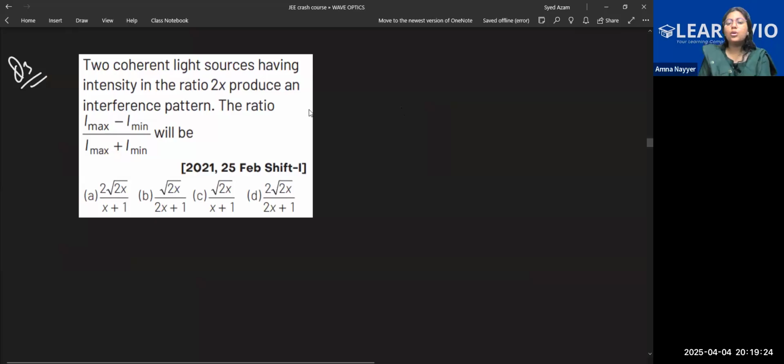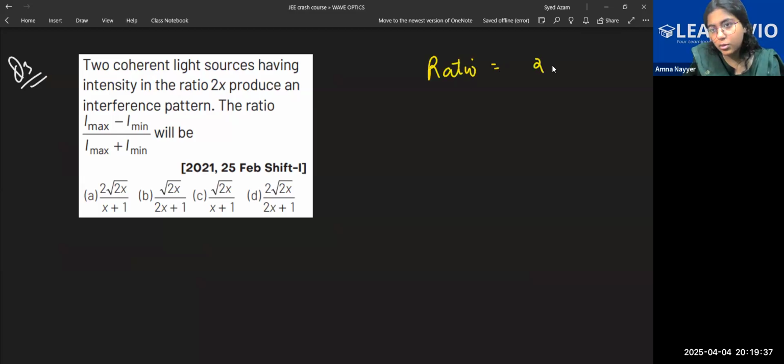Okay, this says two coherent light sources having intensity in the ratio 2x is to 1. Produces an interference pattern, ratio of I max minus I min divided by I max plus I minimum. See, this is the ratio 2x is to 1. This is the ratio of what? Ratio of the intensity only. It is not the ratio of amplitude that we need to change. This is the ratio of the intensities.